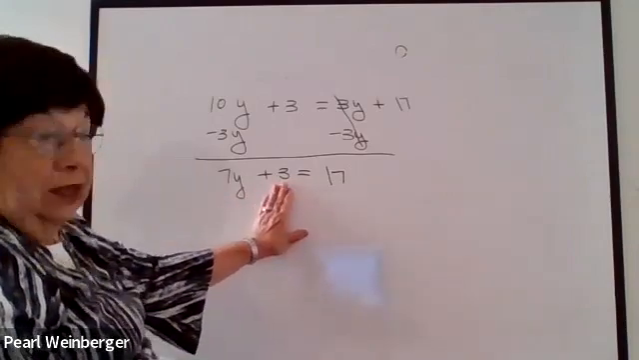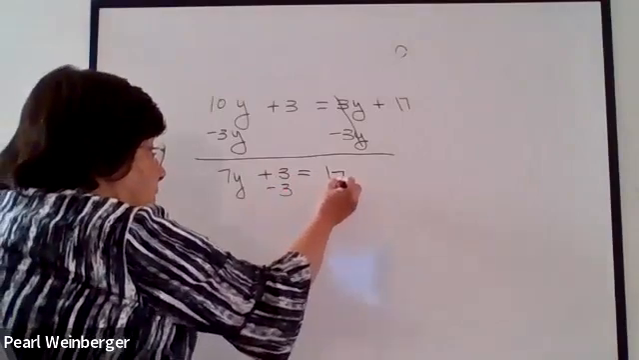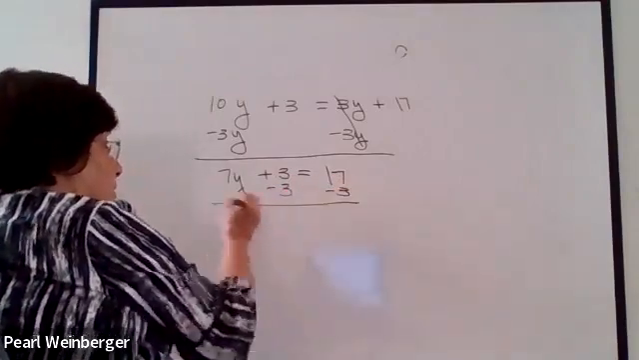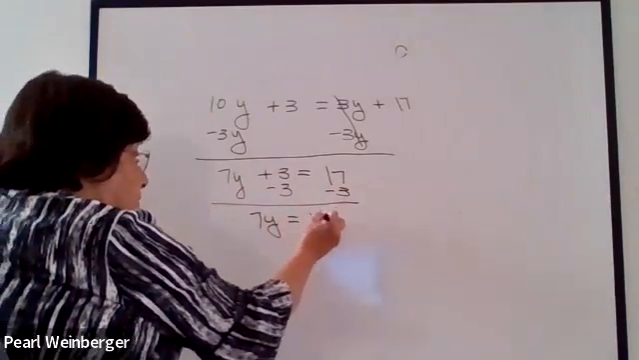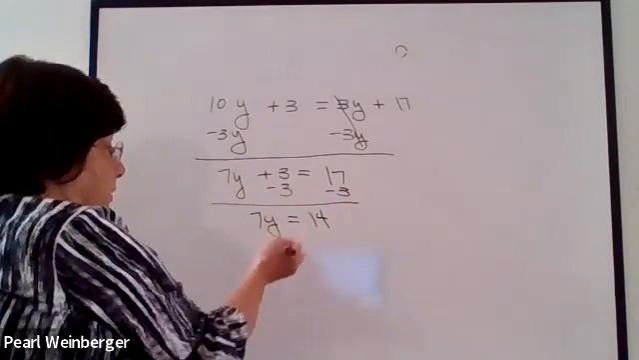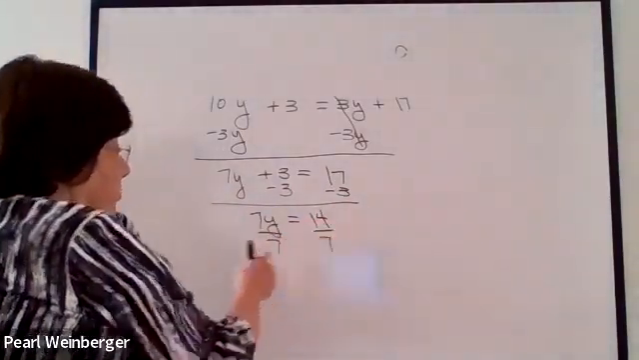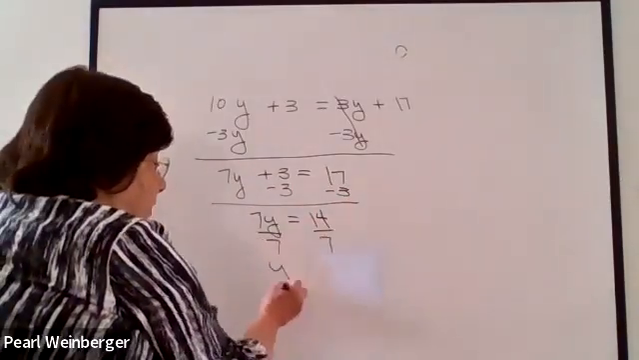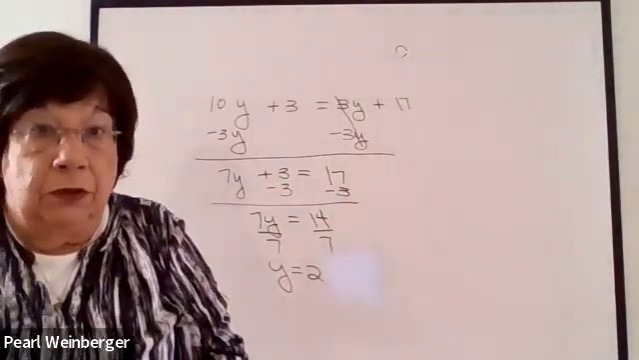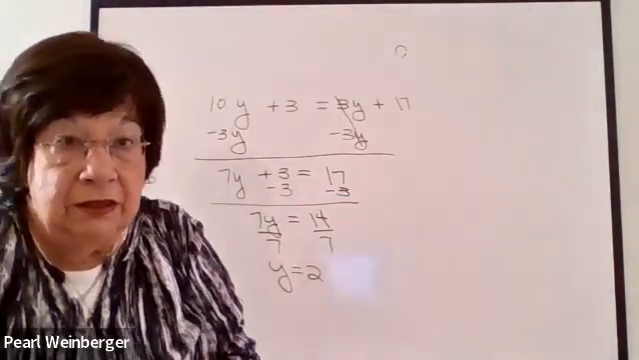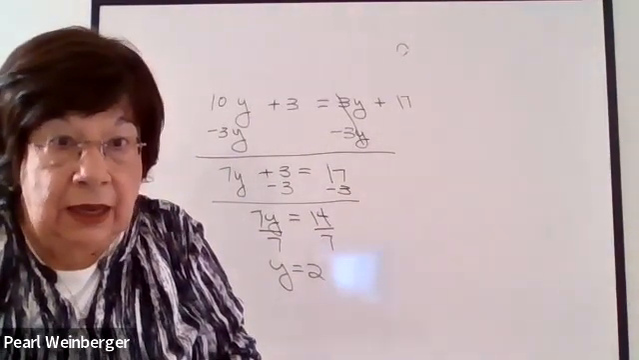What I want to do is get this 3 to the other side. So I'm going to subtract 3 from both sides. This will give me 7y equals 14. The 17 minus 3 is 14. And again, as we did before, we divide by the coefficient, the number in front of the y, and our final answer comes out to y equals 2, which is what people did send me as the answer. Yes, y equals 2 is the correct answer.